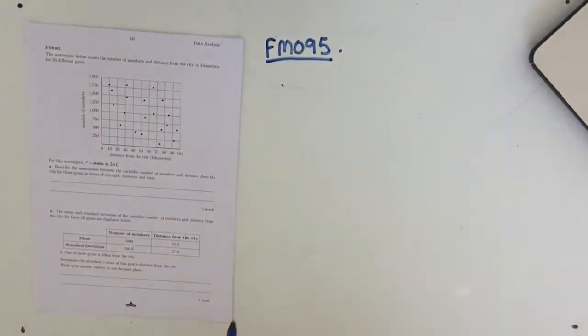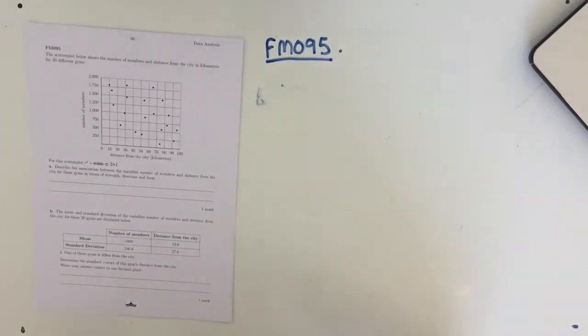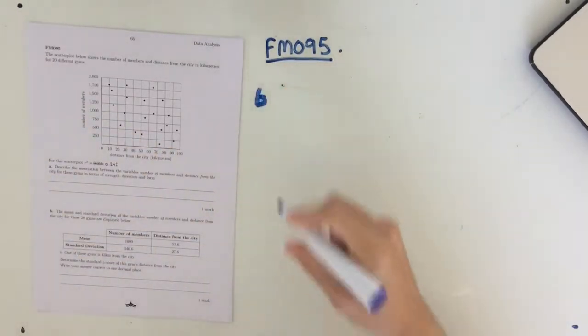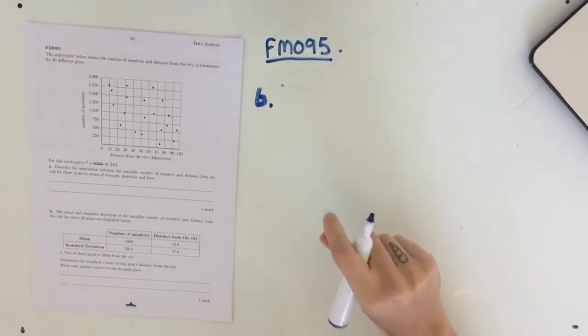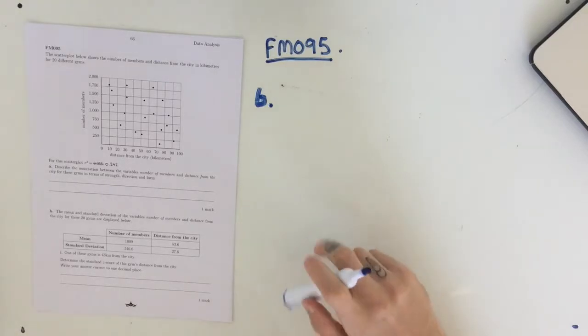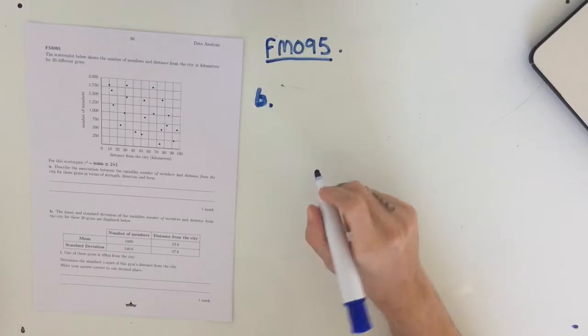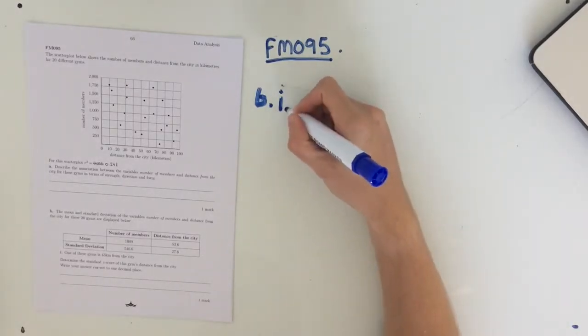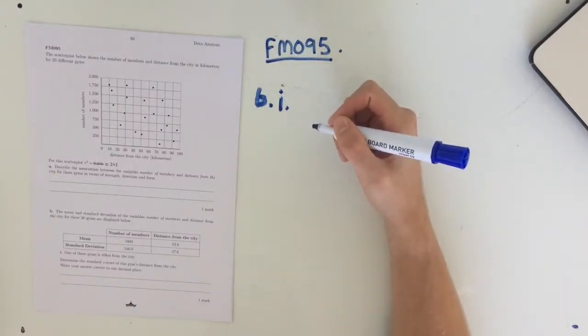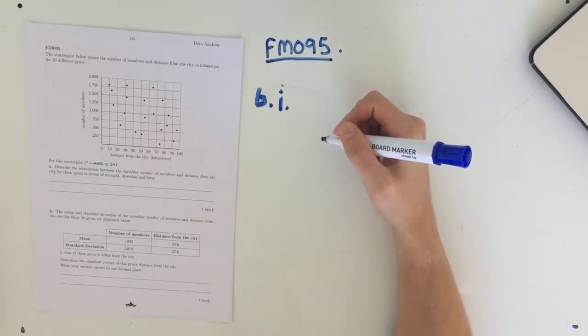The question then goes on to part B. It says the mean and standard deviation of the variables number of members and distance from the city for these 20 gyms are displayed below. Part I says one of these gyms is 43 kilometers from the city. Determine the standard z-score of this gym's distance from the city. Write your answer correct to one decimal place.